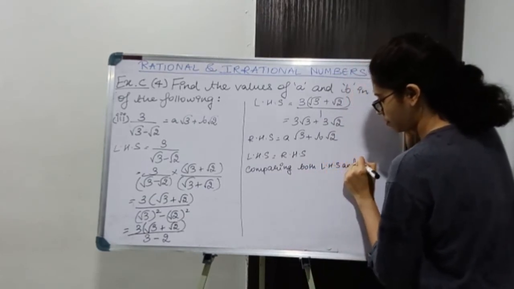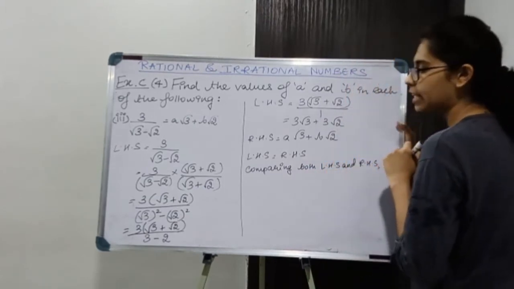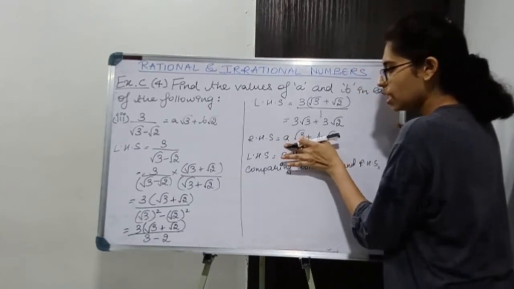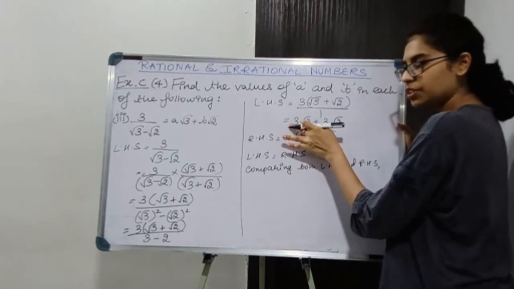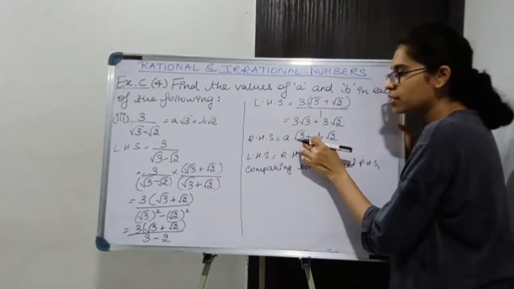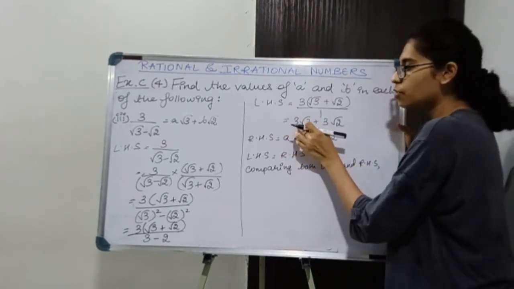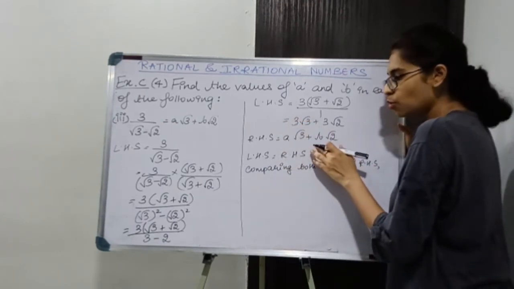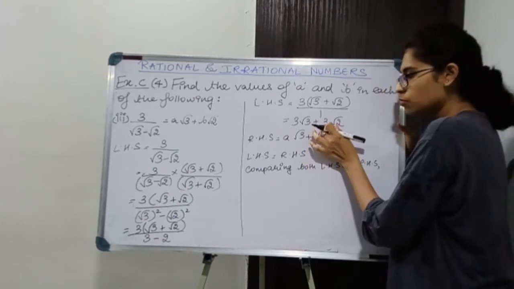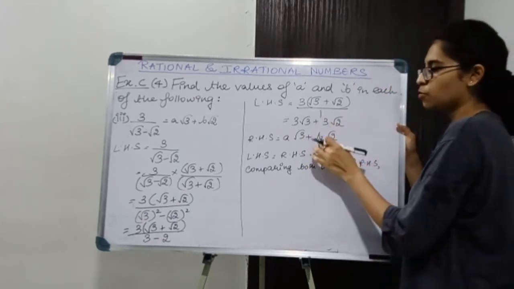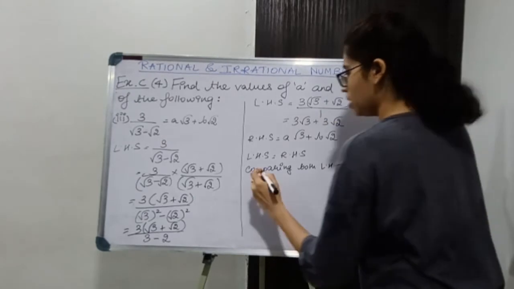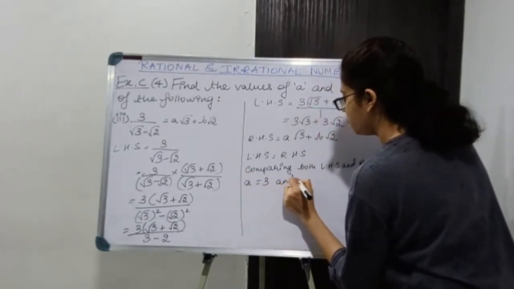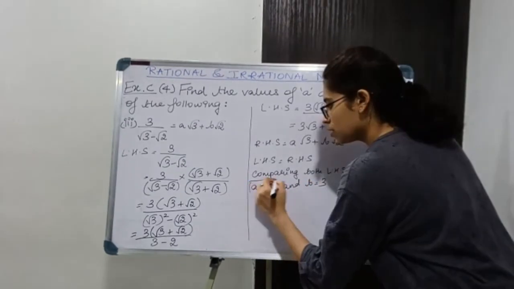So comparing LHS and RHS, we can say a is equal to 3, because a has root 3 associated, and over here root 3 has 3. So a is equal to 3. And over here also b has root 2, and here root 2 has 3, so b is also equal to 3. So a is equal to 3 and b is equal to 3.